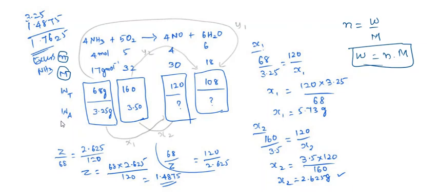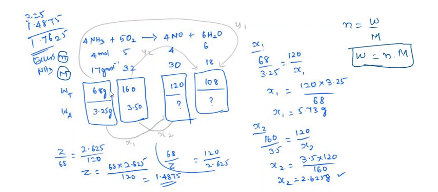Now, the given weight should be taken. This is the actual weight and this is the theoretical weight. So, 3.25 gram, that is the quantity given in the problem: 3.25 gram ammonia combines with 3.5 gram of oxygen to give nitrogen oxide, and so we need to find out these two.